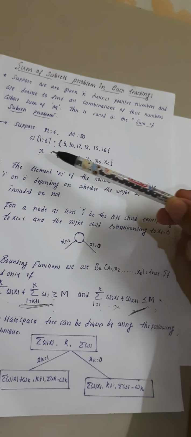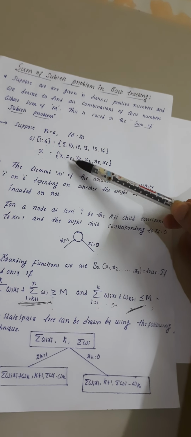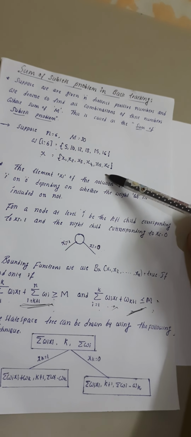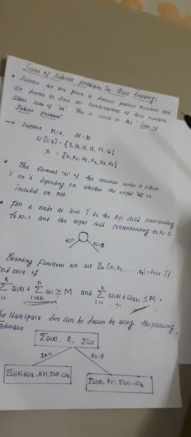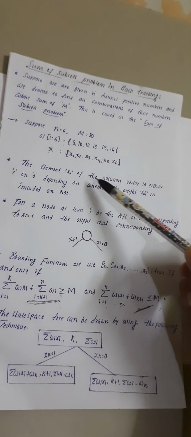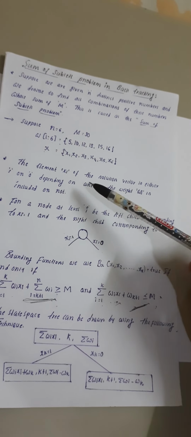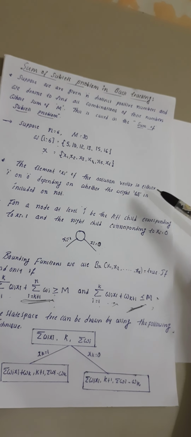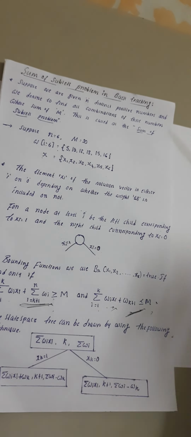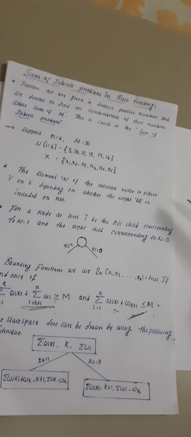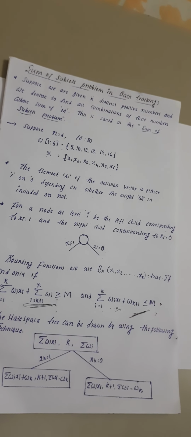The solution vector is represented by X. Here X is equal to x1, x2, x3, x4, x5, x6, because 6 positive numbers are there. The element xi of the solution vector is either 1 or 0 depending on whether the weight wi is included or not. Here xi is equal to 1 means its weight is considered in the solution vector, and xi is equal to 0 means its weight is not considered in the solution vector.